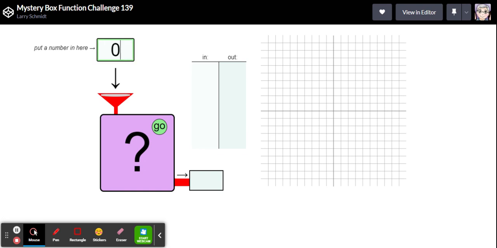I'm going to start with a 0. Okay, so 0 gives us 2. How about a 1? And 1 gives us negative 1. Okay, how about a 2? Way down at negative 10. So I think we've got a curve going on here. Let's see what we get on the other side of the y-axis here. So negative 1.